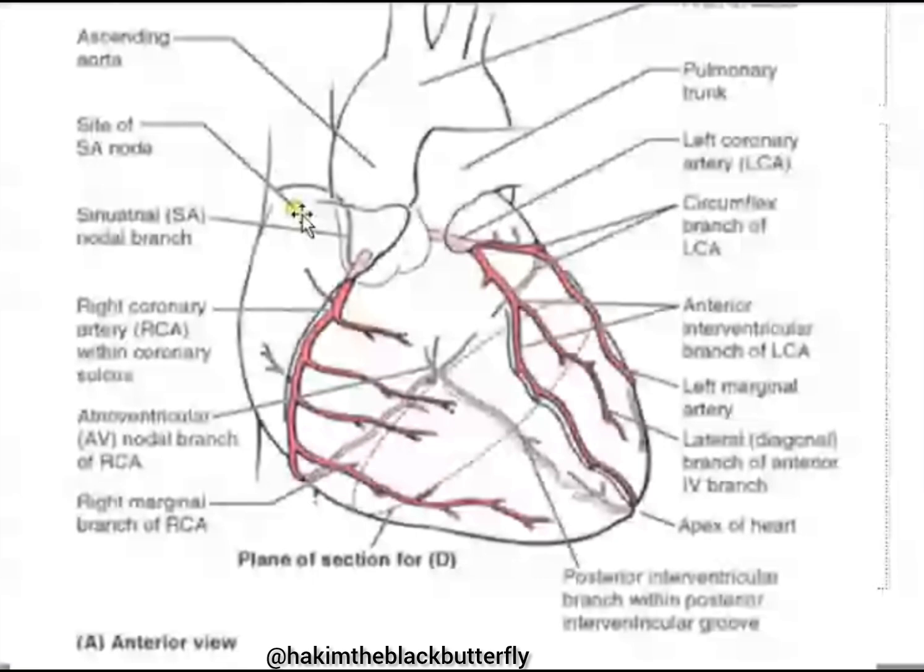Why does it become very weak? Because the atrioventricular node also can act as a pacemaker, but this one is the ultimate one. The atrioventricular node cannot sustain the heart without the sinoatrial node. The sinoatrial nodal artery, a branch of the right coronary artery, is very, very important.